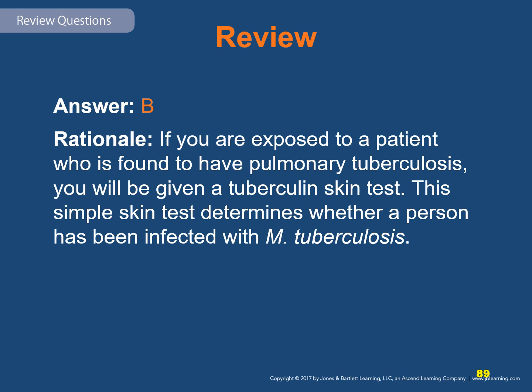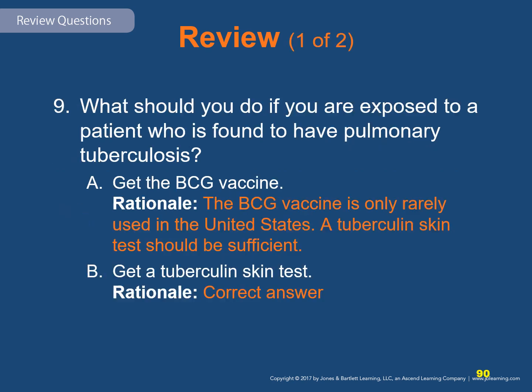If you are exposed to a patient who is found to have pulmonary tuberculosis, you will be given a tuberculosis skin test. This simple skin test determines whether a patient has been infected with M. tuberculosis. Answer A, get the BCG vaccine. The BCG vaccine is rarely used in the United States, and normally a skin test should be sufficient. The correct answer is B, get a tuberculin skin test.